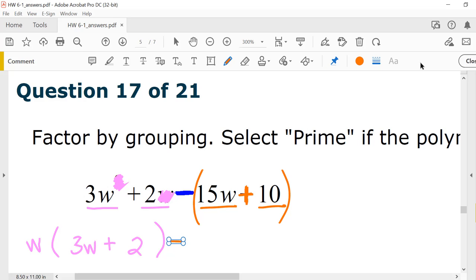What's my GCF of these 2 terms here in orange? 15 and 10, the GCF is a 5. If I pull out a 5, what remains? 15 divided by 5 is 3, so I have 3W plus 10 divided by 5 is 2, so I have a 2.